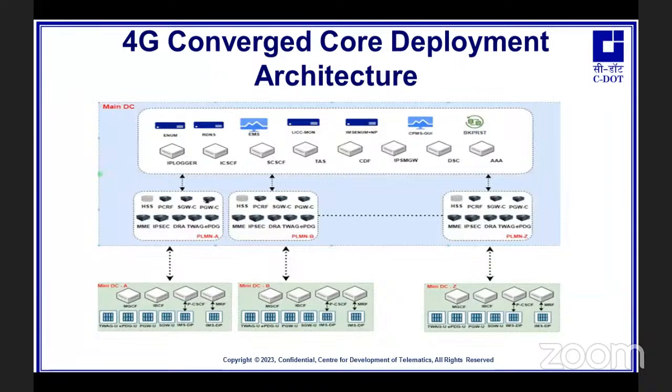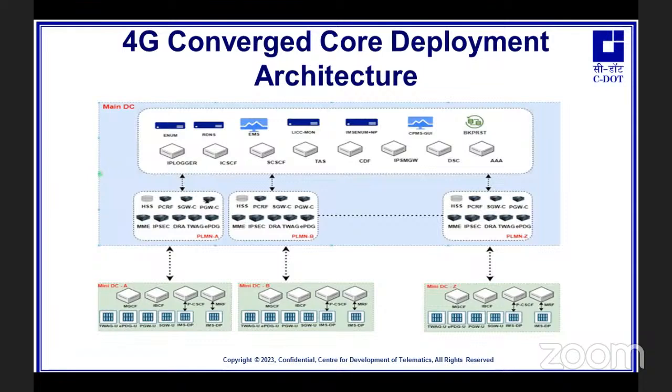Some nodes of IMS will be put in the mini DC because the IMS POC is going on as of now, so it can be changed. But the data plane nodes will be placed in the mini DC. In the main DC, you can see the EPC nodes: HSS, PCRF, SGW control plane, PGW control plane, DRA, and MME, which will be PLMN based. So the architecture we are bringing is a PLMN based node deployment strategy in the main DC.